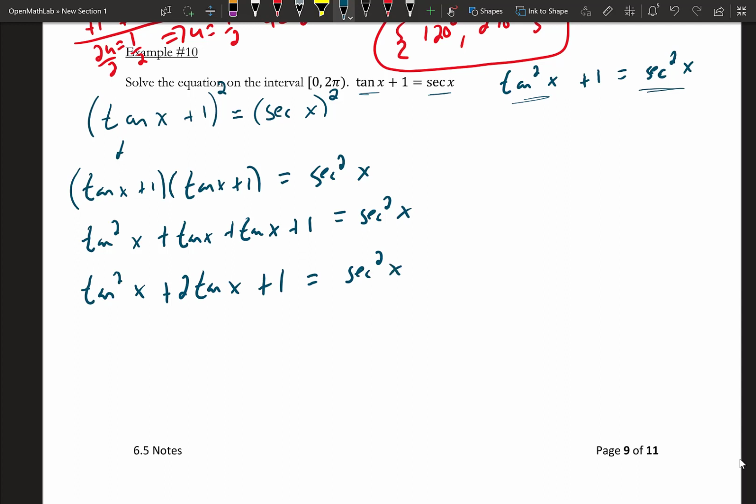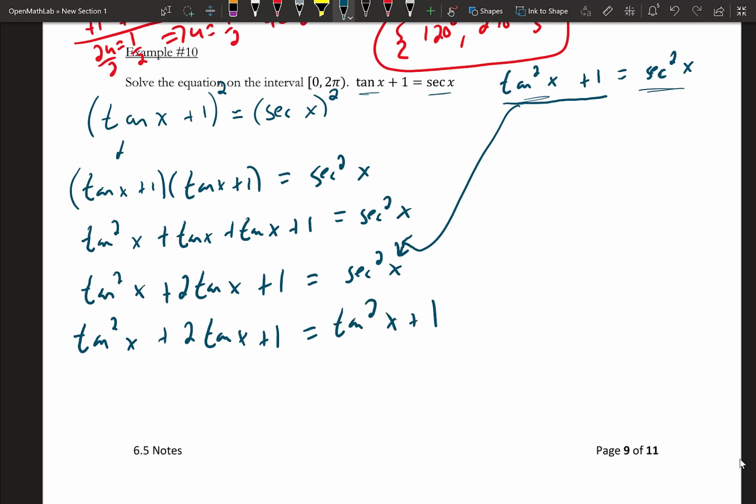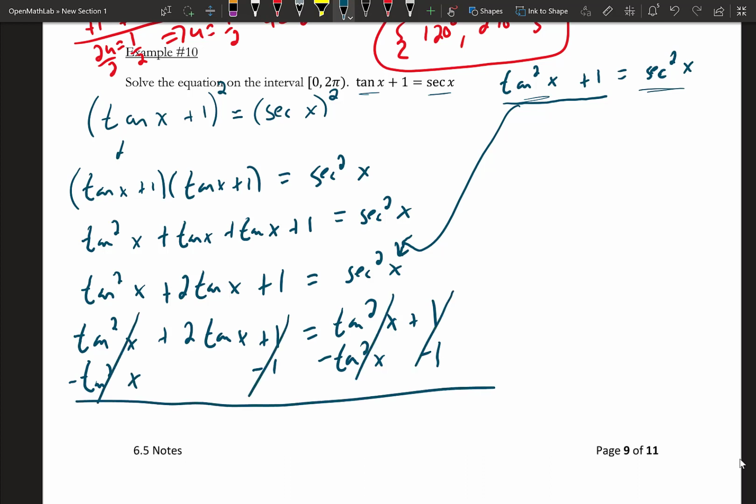Then what I can do is plug in tangent squared x plus 1 for secant squared x, and so I get tangent squared x plus 2 tangent of x plus 1 equals tangent squared x plus 1. Then I could subtract tangent squared x and subtract 1 from both sides. So that cancels, these cancel, and we're just left with 2 tangent of x equals 0. And if I divide both sides by 2, this gives me that tangent of x equals 0.